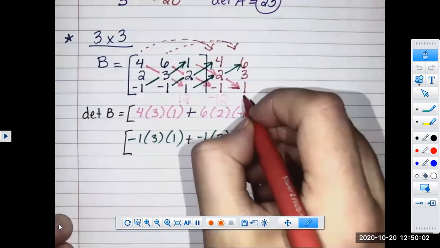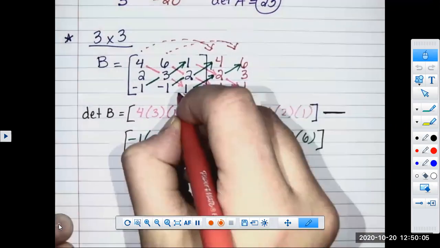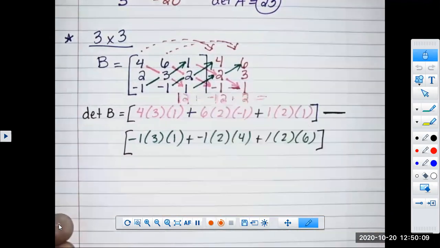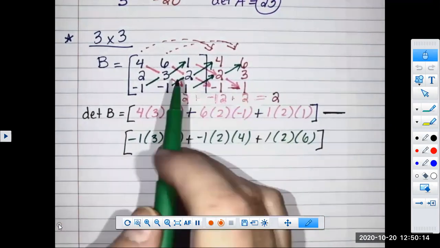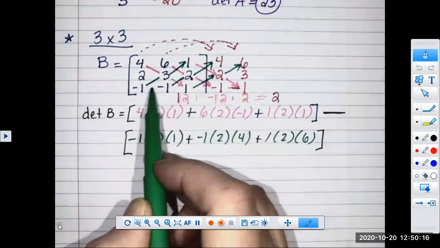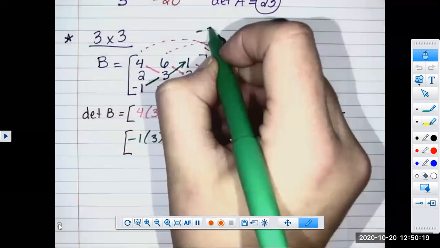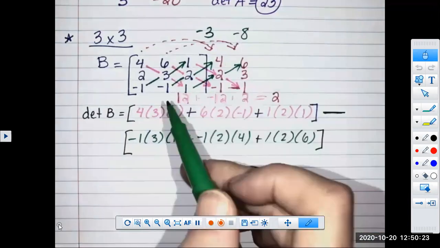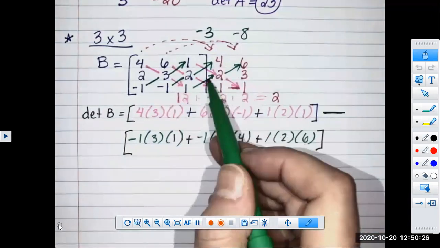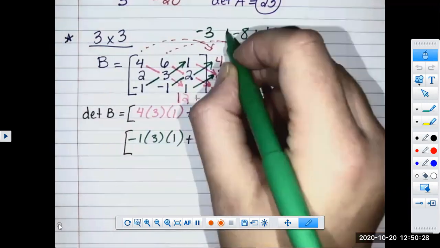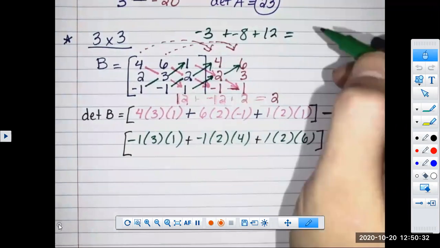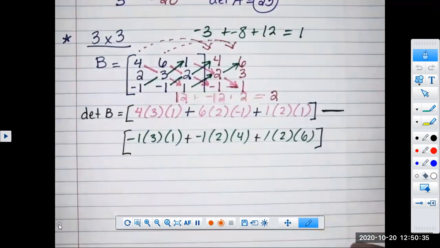Right, and then 2. And then what do you do with those numbers? Good, you add all those up. So what do you get there? 2. And then you can do the same thing up top. Like this product is going to be what? -3. And then this product, -8. And this, 12. And then you're going to add those up to give you 1.